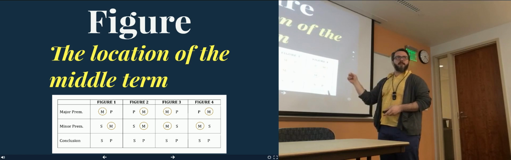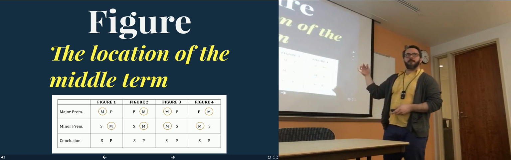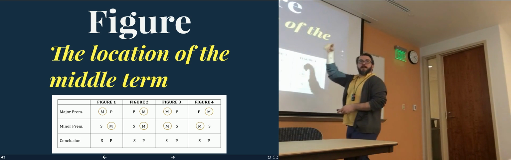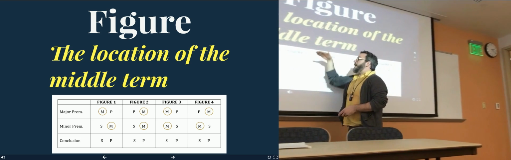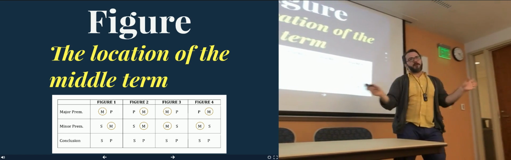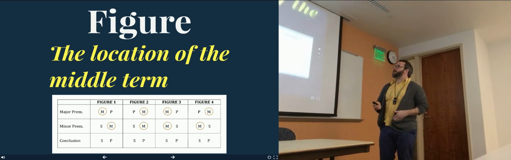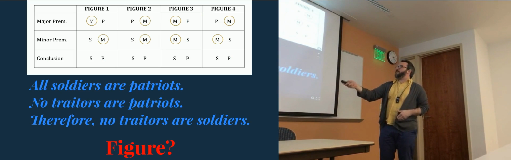So, figure is all about where the middle term is. And there are 4 different possibilities, because the middle term could be subject or predicate in the major premise, or it could be subject or predicate in the minor premise. The middle term is never going to occur in my conclusion, so the conclusion doesn't matter when I'm talking about the figure. All soldiers are patriots. No traitors are patriots. Therefore, no traitors are soldiers.